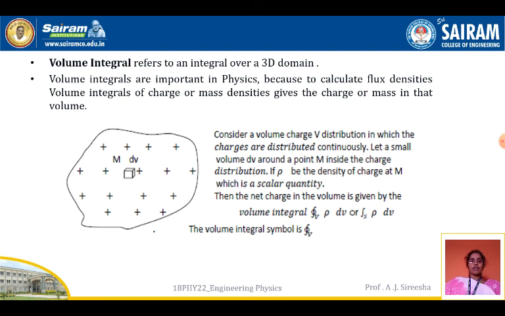Consider a volume V in which the charges are distributed continuously. Let there be a small volume dV around a point M inside the charge distribution. If rho is the density of the charge at M, which is a scalar quantity, then the net charge in the volume is given by the volume integral of rho dV, that is, the integral over V of rho dV. The volume integral symbol is the integral over a closed volume V. This is called a volume integral.